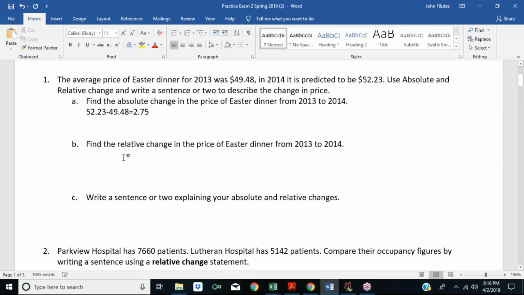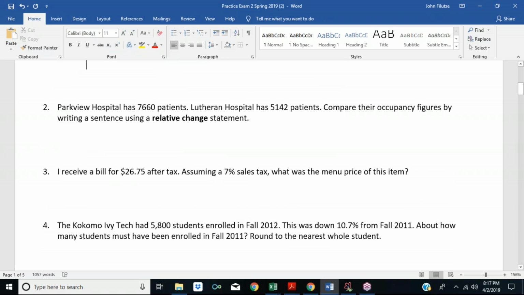So we would take that answer and divide it by the original value, the old value, so the 49.48. Now, when you get this relative change, it's going to be a decimal. And then you can make that a percent, 5.56%. And it looks like it was an increase, right? So you could write a sentence saying, the price of Easter dinner has increased by 5.56% from 2013 to 2014. That could be our sentence.